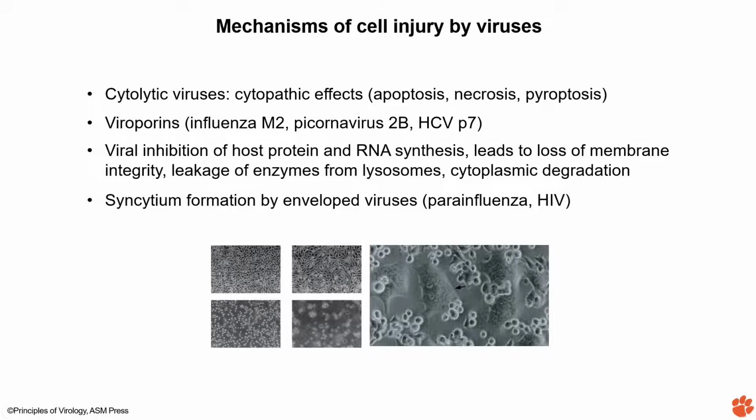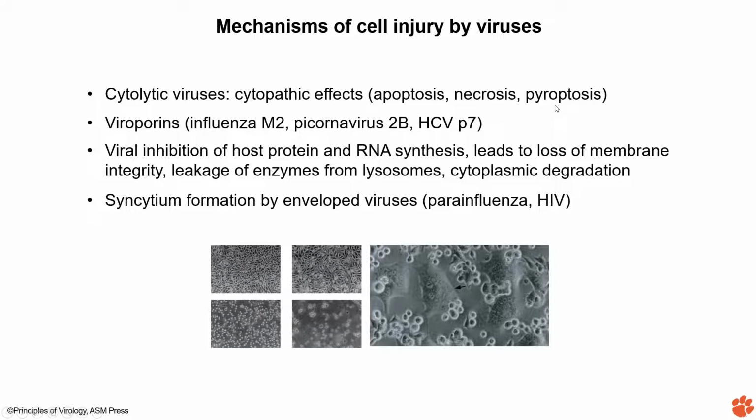So here what we are looking at is cell injury, basically the cell killing process, and cytolytic viruses show the cytopathic effect like apoptosis, necrosis, pyroptosis. So the differences are: apoptosis is your programmed cell death, caspase mediated, where the cell commits suicide. Necrosis is not programmed, it is basically killing the cell directly. The cell doesn't kill itself. The cytopathic effect of the virus kills it.